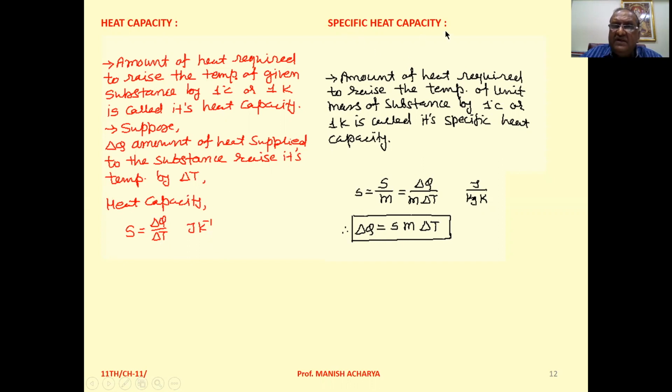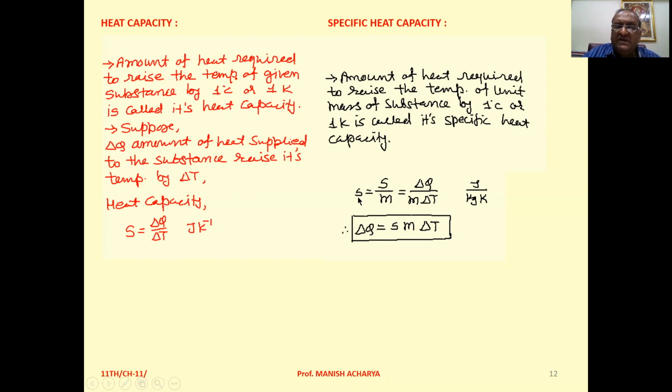Now, what does specific heat capacity mean? The amount of heat required to raise the temperature of unit mass of the substance by 1 degree Celsius or 1 Kelvin is called its specific heat capacity. It implies that when heat capacity is divided by the mass of the substance, then we get specific heat capacity.